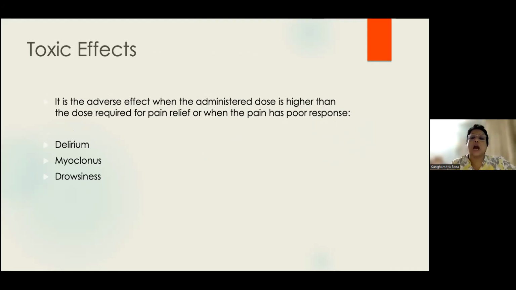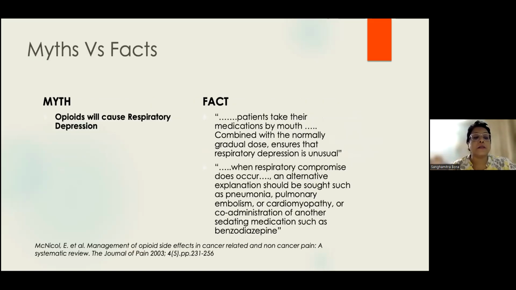Toxic effects are seen when the administered dose is higher than the dose required for pain relief, or when the pain has poor response. And those are delirium, myoclonus, and drowsiness. So there are certain myths and facts that I would like to share with you.